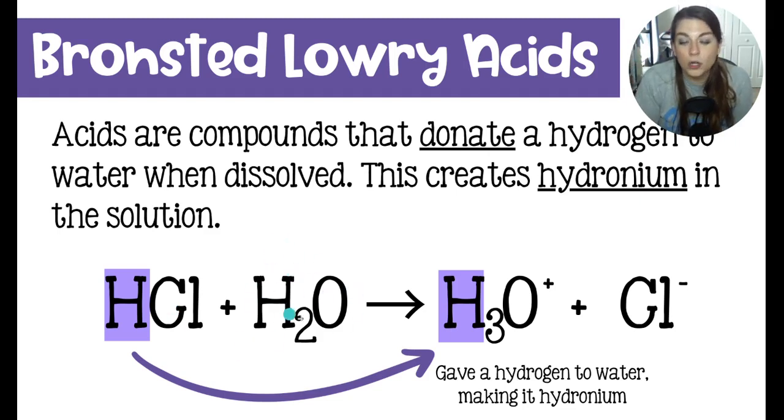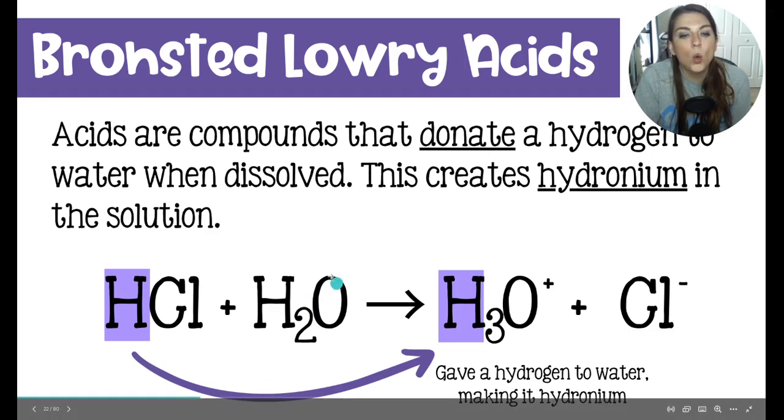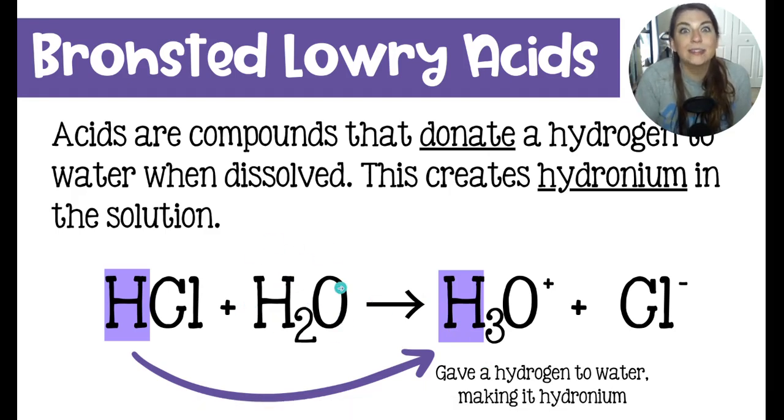Now, water, according to the Arrhenius theory, is neither an acid nor a base, meaning I have to use Bronsted Lowry theory to figure out if it's an acid or a base. Water goes from H2O to H3O, meaning that it accepted a hydrogen. So if water accepts a hydrogen, that makes water a base. In this case, bases accept. So that is how you can figure out whether something is a Bronsted Lowry acid or base. You kind of just look at it as a before and after.